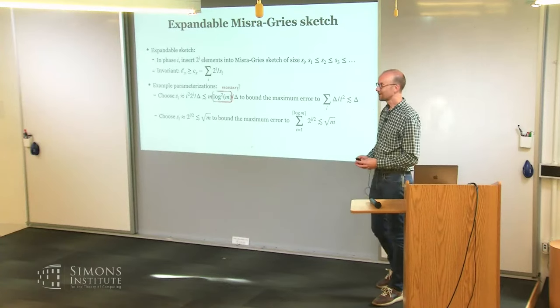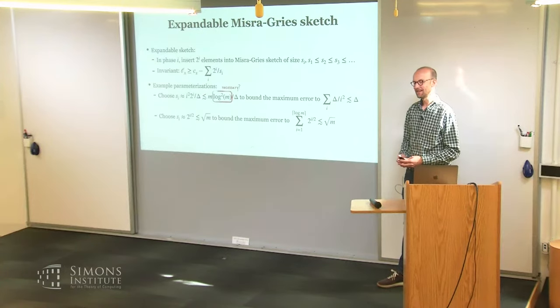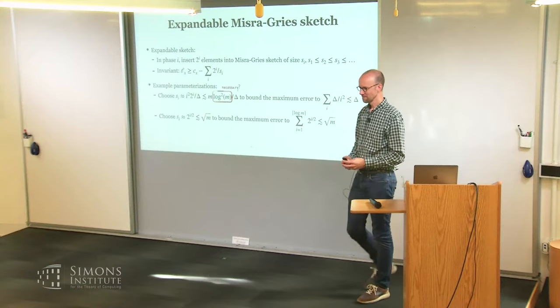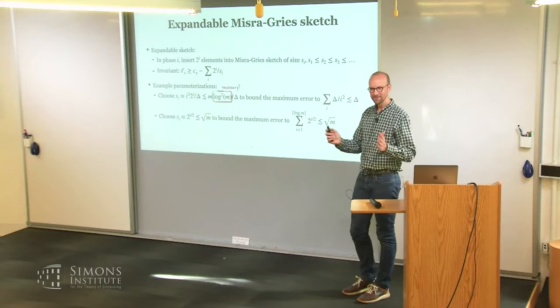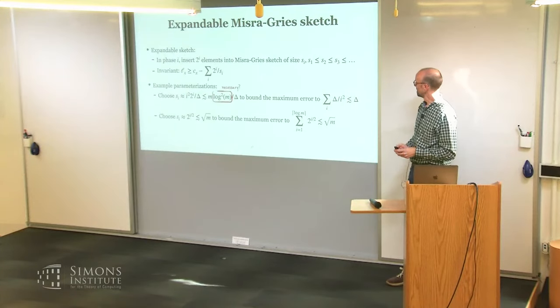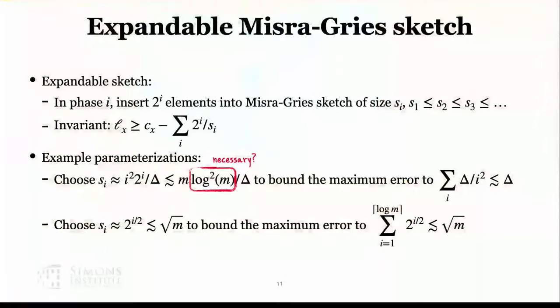Okay, that's a great question. I haven't thought about it. I don't know, but it would definitely be interesting if one could get some kind of residual tail bound. But anyway, we use space root m, we get error root m, which is actually optimal, right? So here we get this kind of expandability without paying an overhead.